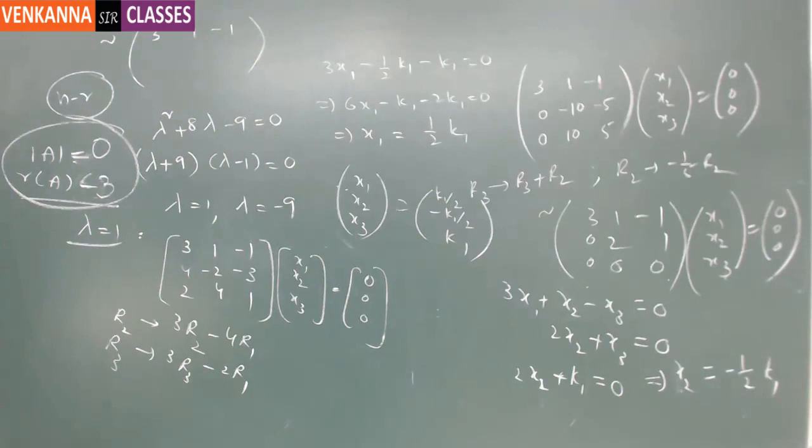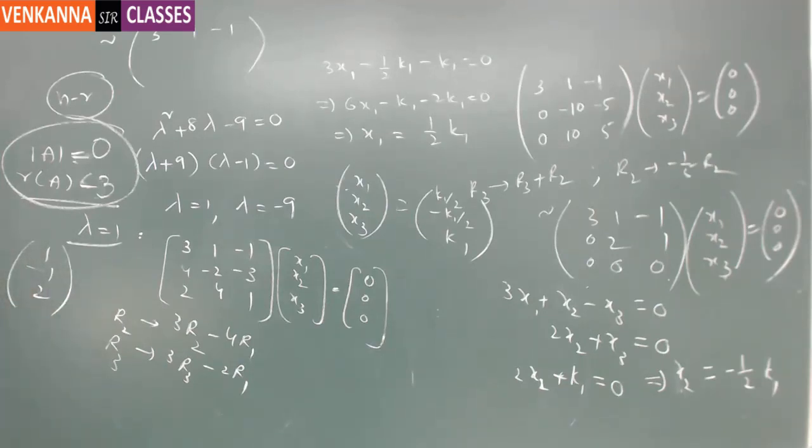Accepted all? So you can take the constant case separately. If you want to write a particular vector, if you take k1 equal to 2, then the corresponding solution will be 1, minus 1, 2. You can say that this is the basis vector. Whatever solution you consider, every solution is nothing but a multiple of this, that you can write.